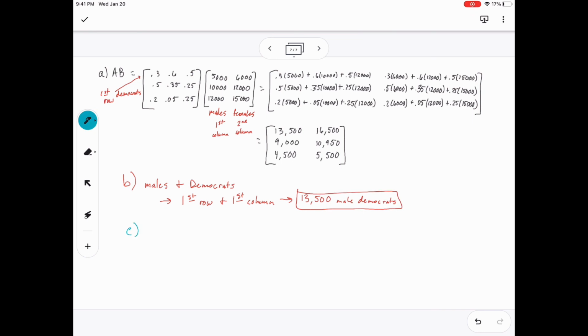Okay. For letter C, it's asking how many females are registered as Republicans. So then I would look at the second column of the second matrix, and then the second row of the first matrix, because that's representing Republicans. And so I look at the second row, second column in my answer, and that would be 10,950. So there are 10,950 female Republicans.